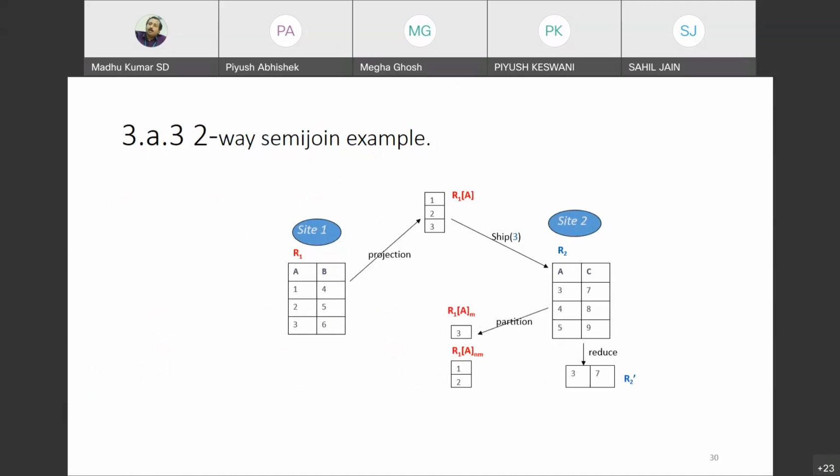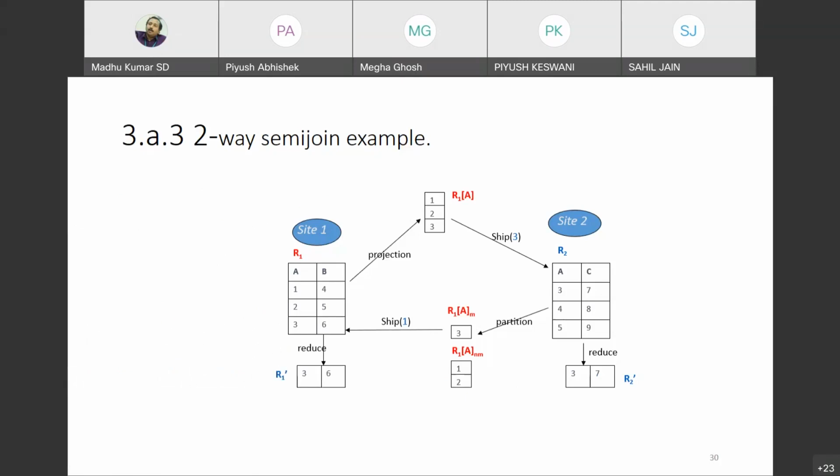you partition it in 2 columns, the R1A, where you have the common column coming here, and you reduce it to 3, 7. Okay. Then 3 alone is shifted to site 1. Then you take the join here.